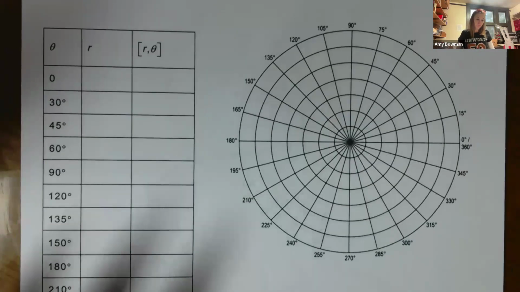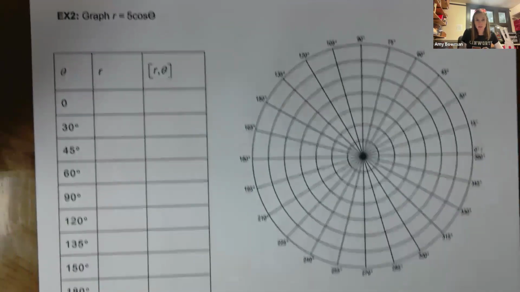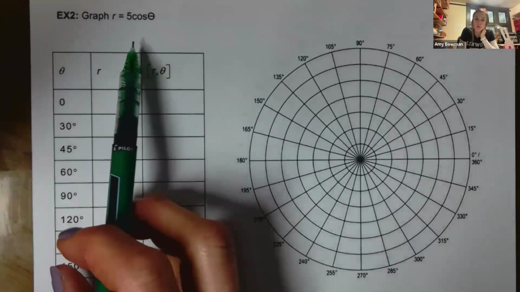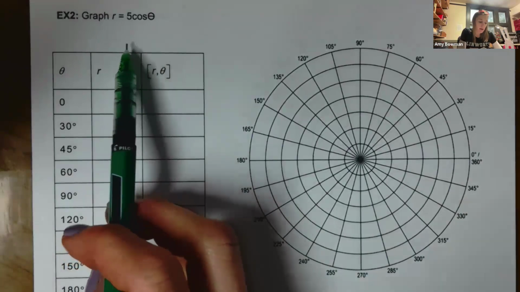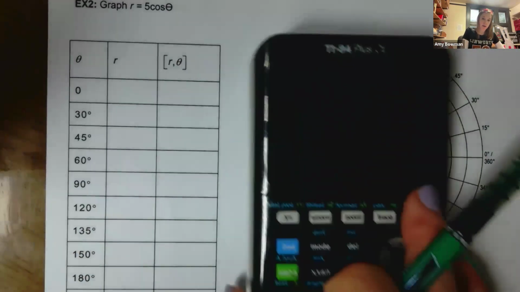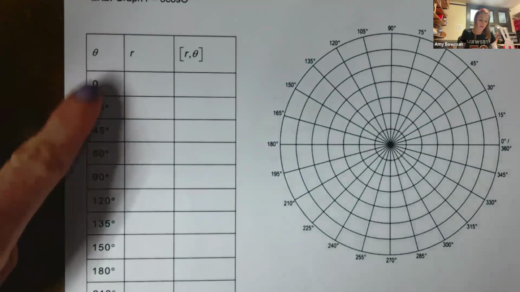So turn the page, we have another equation. This time it is 5 cosine theta. So we were doing 4 sine theta. This one's 5 cosine theta. So think about what type of graph this might produce. And we're going to go ahead and plot the points. Just before we even begin, take a look at our theta values.